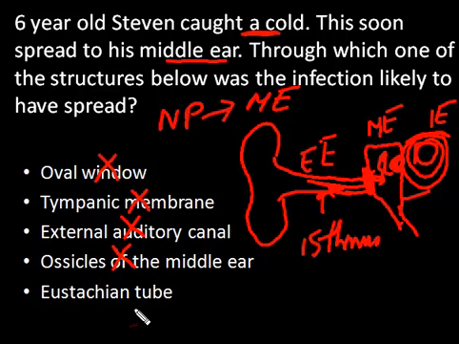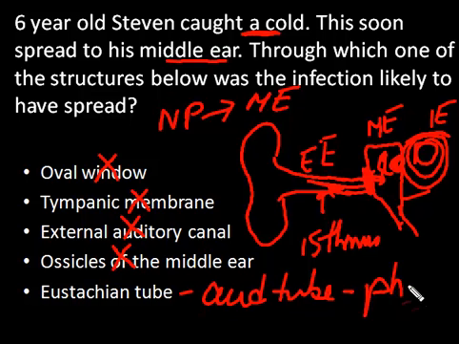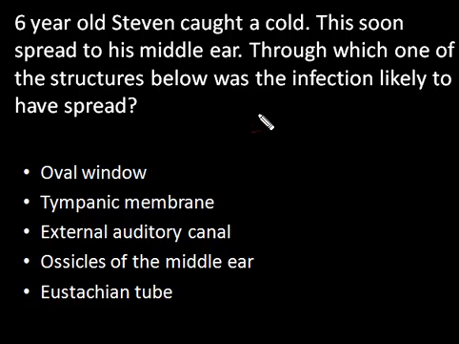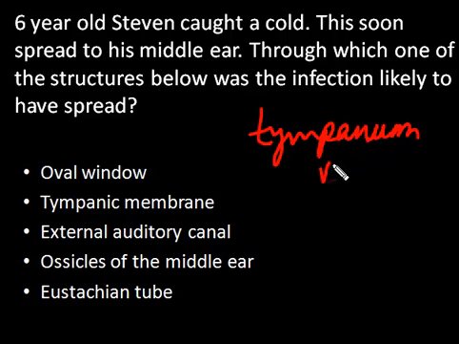And let's look at the last choice, which says Eustachian tube, also known as the auditory tube, or the best name for it, which helps you to remember it, the pharyngotympanic tube. Pharyngo for the pharynx, tympanic for tympanum, which is the middle ear. Another name for the middle ear cavity is tympanum. So tympanum is another name for the middle ear cavity. And we said pharyngotympanic, that means from the pharynx to the tympanum.